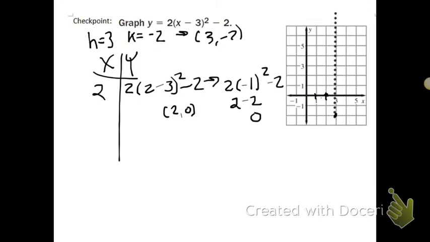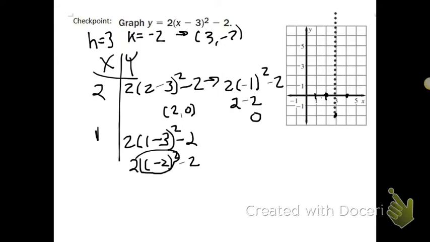Let's see if I can plot this point right there. If I go 1 unit to the right of the axis of symmetry for free, I get that coordinate to plot. Let's do one more coordinate like x equals 1. If I plug in 1, I'm going to get 2 times 1 minus 3 in parentheses squared, then take away 2. Working inside of parentheses, I get 2 times negative 2 squared minus 2. If I square that, negative 2 times negative 2 is really positive 4. So 2 times a positive 4 minus 2 will become 8 minus 2.